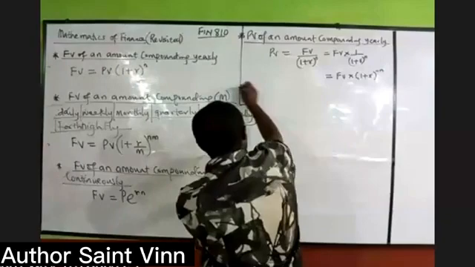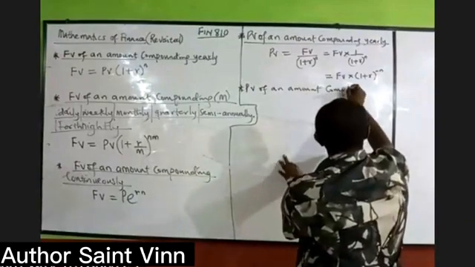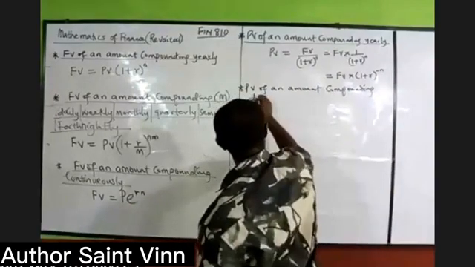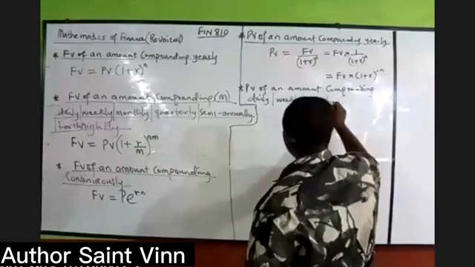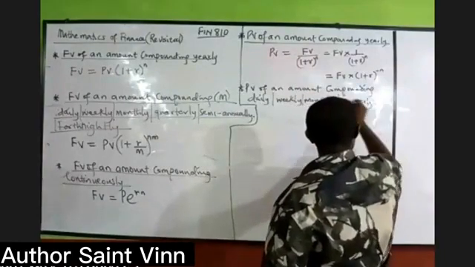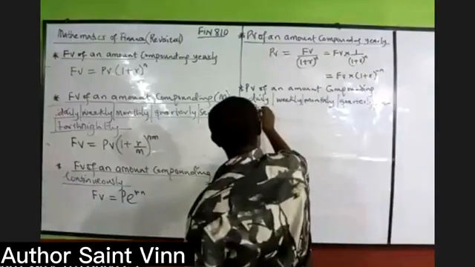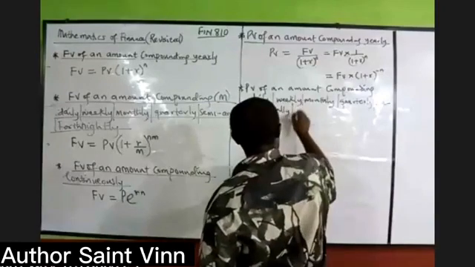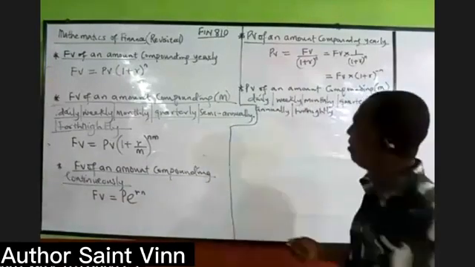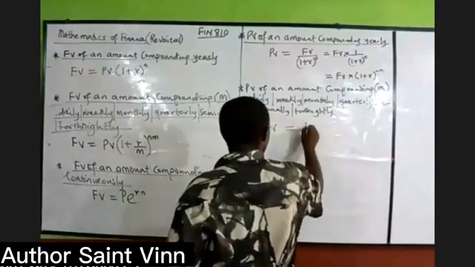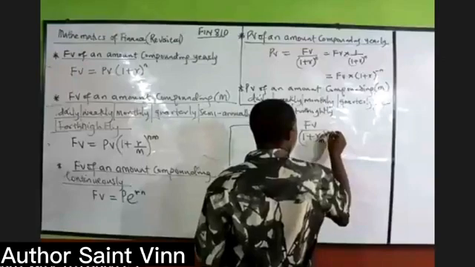Let's do another one. Present value of an amount compounding daily, weekly, monthly, quarterly, semi-annually, and maybe fortnightly. Remember, it's still the alphabet M. So present value equals future value over 1 plus R divided by M, all raised to the power of MN.